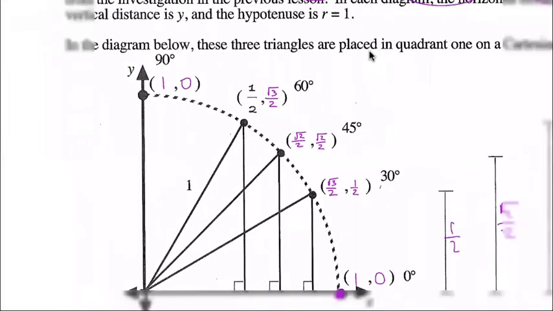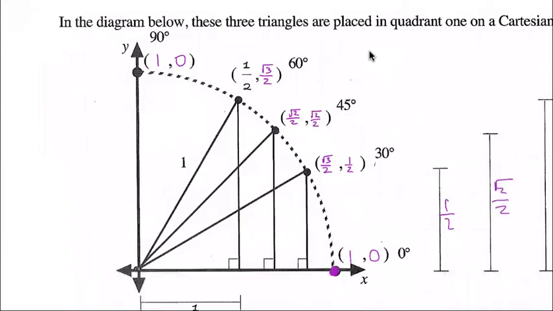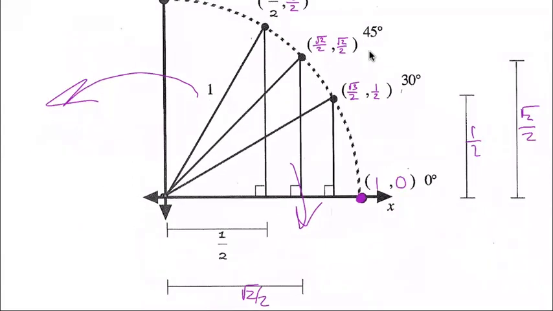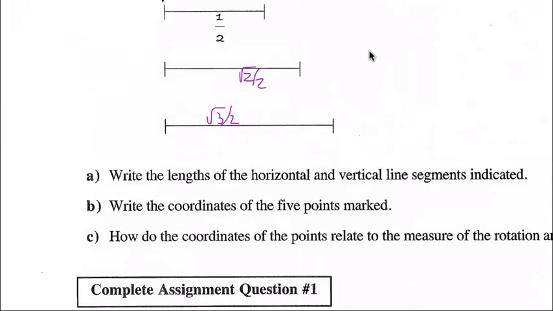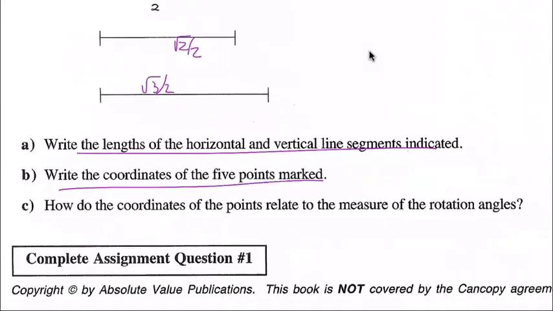Now, just like we did in a previous unit, we can reflect these over the y-axis. So flip them over to here. We can reflect them over the x-axis, flip them over to here. Then we can reflect them over the x-axis and then the y-axis to get them into quadrant 3, which is exactly what is done on the next page. But before we get there, let's answer these questions. Write the lengths of the horizontal and vertical line segments, which we just did. Write the coordinate points of the 5 points we just did. How do the coordinates of the points relate to the measure of the rotation angle?